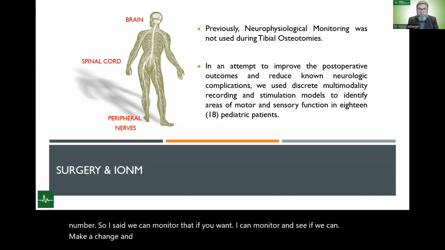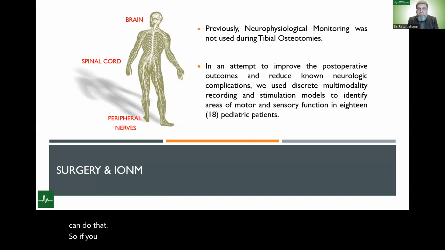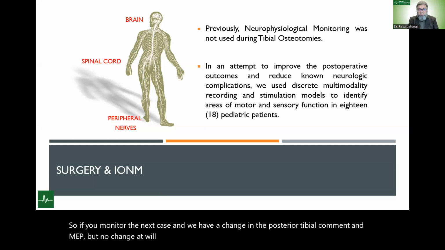And so he was surprised. He said, can you monitor these cases? I said, sure, we can do that. So we monitored the next case, and we had a change in posterior tibial, common peroneal nerve, and MEP, but no change in tibial SSEP. The surgeon was informed. The surgeon made the correction. It was the peroneal nerve trapped in the wedge, and he removed that, and the signal came back.